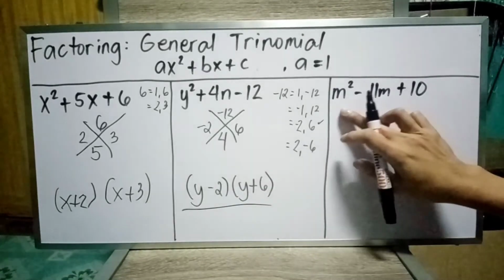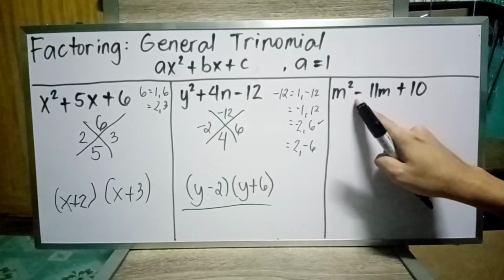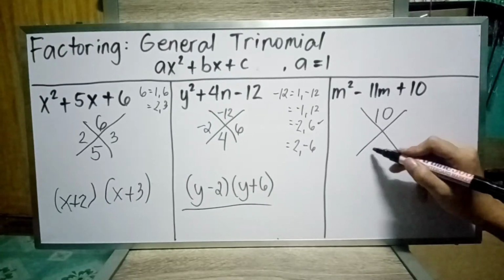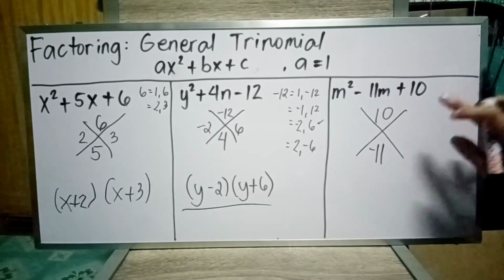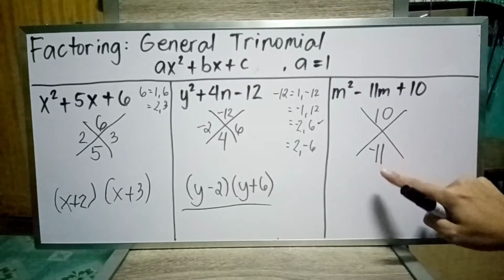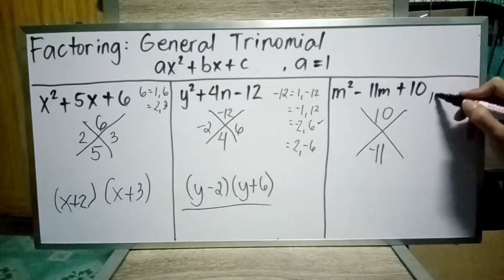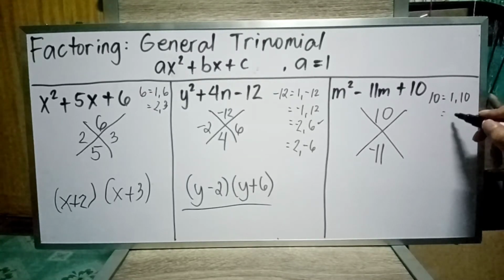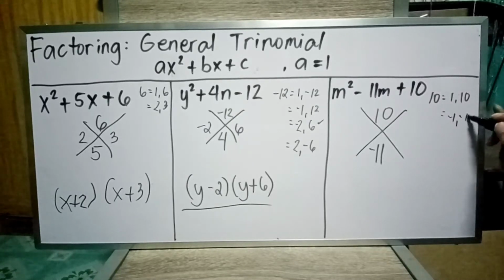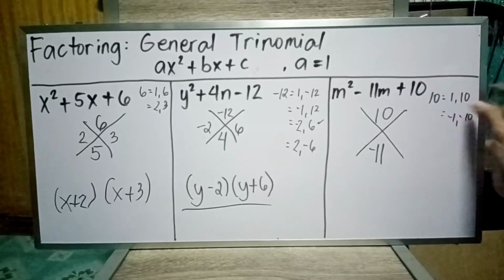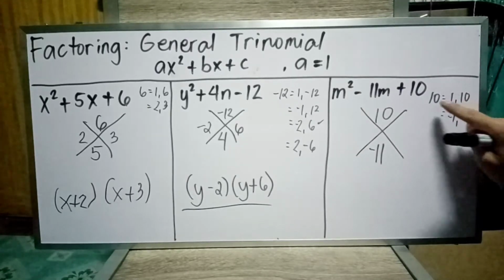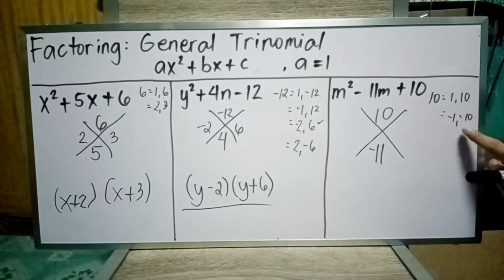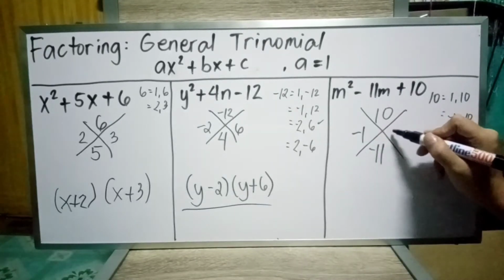Okay, this one. Here we have m squared minus 11m plus 10. So get the constant. Think of factors of 10 that will give you a sum of negative 11. So 10, it can be 1 and 10. It can be negative 1 and negative 10. Right? So positive 1 times positive 10, that is 10. Negative 1 times negative 10, that is positive 10. Negative 1 plus negative 10, that is negative 11. So therefore, this is what we're looking for.